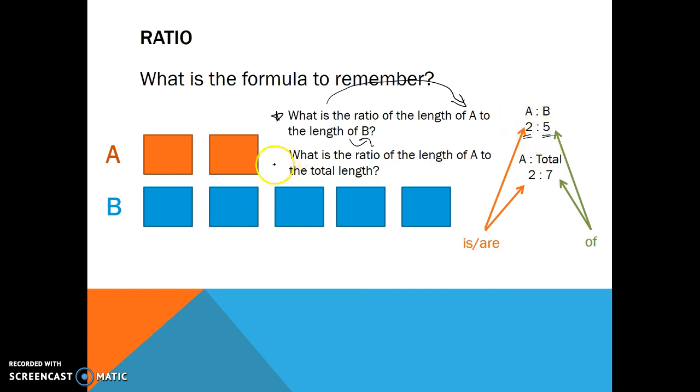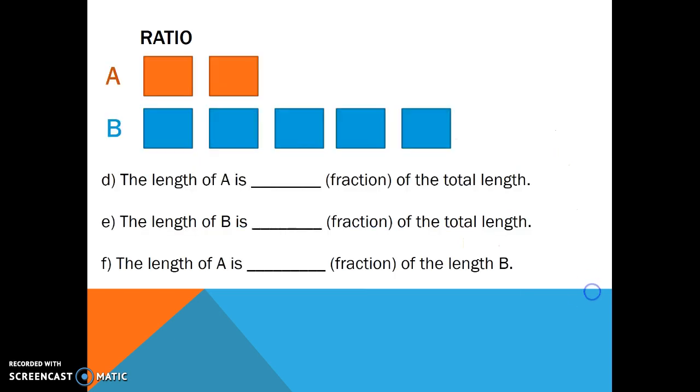In our second statement it says, what is the ratio of the length of A to the total length? So now we've got our is or are A, and then the total length is over here. So there's our little formula to remember, is or are over of. The reason it's over is because we're going to use this to write fractions from ratios. So let's see what this looks like.